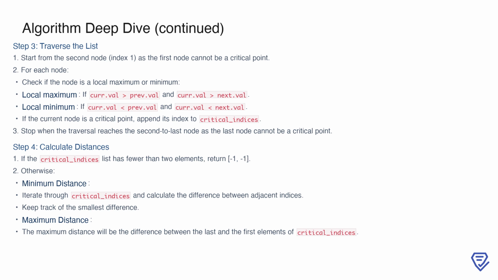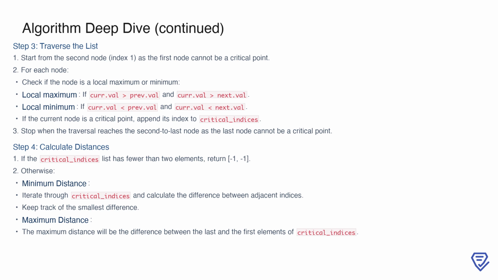The traversal stops at the second to last node, since the last node, like the first, cannot be a critical point. Once we've identified all critical points, we calculate the distances between them. If there are fewer than 2 critical points in the critical_indices list, we return -1, -1, as it's not possible to calculate meaningful distances. Otherwise, we calculate the minimum distance by iterating through the list of indices and finding the smallest difference between consecutive elements.